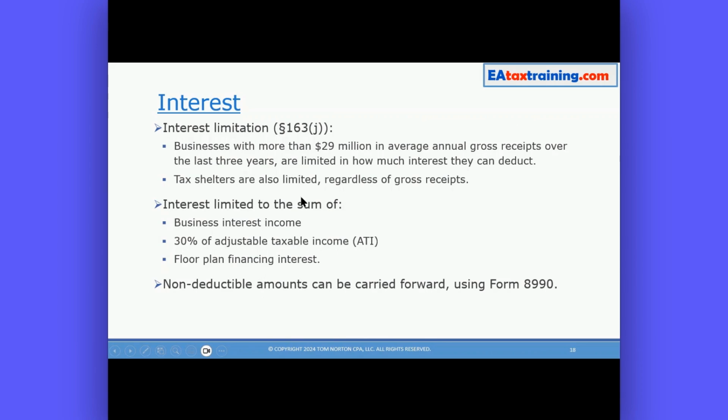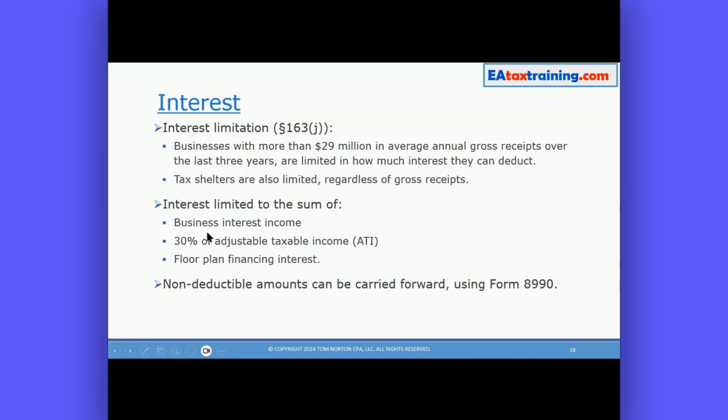There is this 163J limitation on interest. So this is for large businesses with more than $29 million in average annual gross receipts. They are limited as to how much interest they can deduct, and also tax shelters are limited regardless of their gross receipts. And remember, you don't have to understand exactly what qualifies as a tax shelter. If it's on the exam, they will tell you that it is a tax shelter. So just know that tax shelters and these large businesses have this 163J interest limitation.